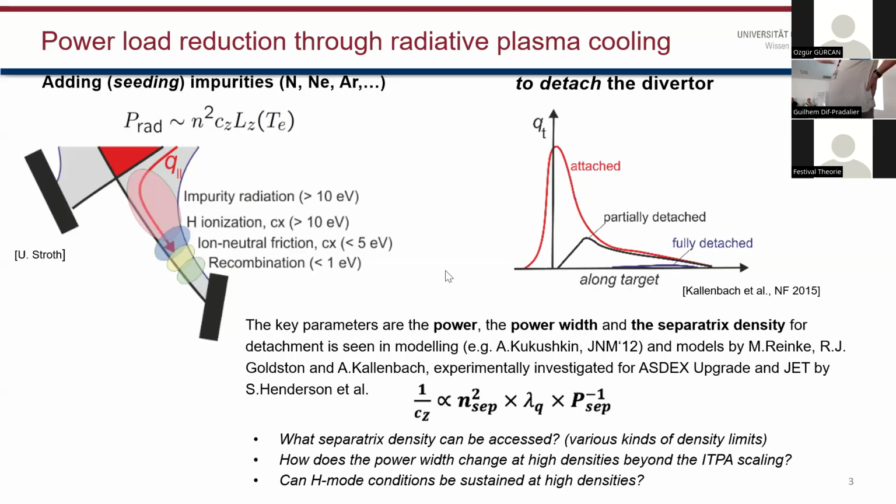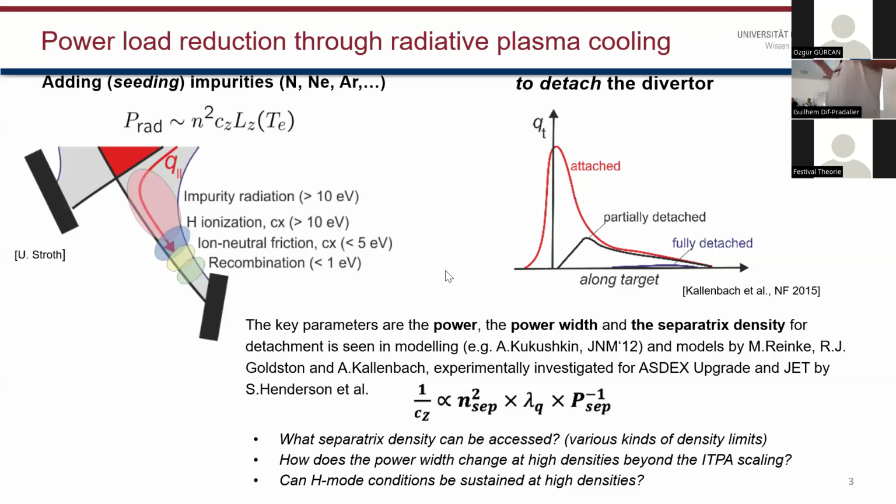So the main question is what separatrix density can be accessed. We can plan any density we want, and we want to get as high as possible. But we have seen this morning that there is a density limit, and there may be disruptions, and one disruption in ITER would destroy the machine. So you may want to avoid this, and you also need to respect these density limits.